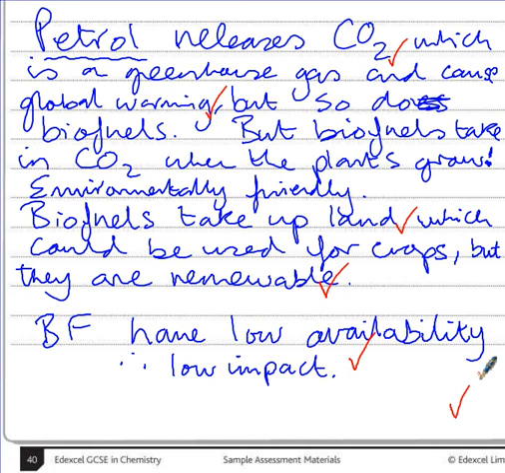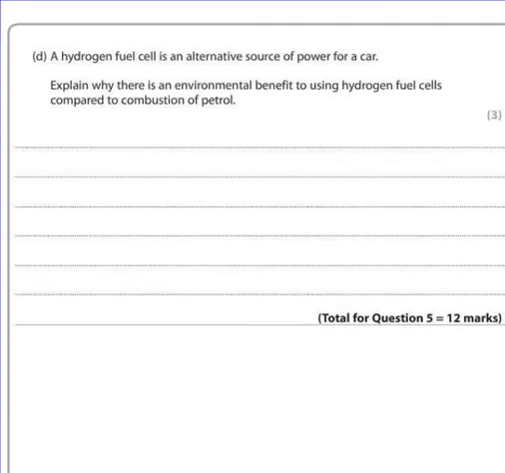Okay, good luck there. Let's move on to the next question, which is question 5. Hydrogen fuel cell is an alternative source of power for a car. Explain why there is an environmental benefit to using hydrogen fuel cells. Right, we're looking for 3 marks.